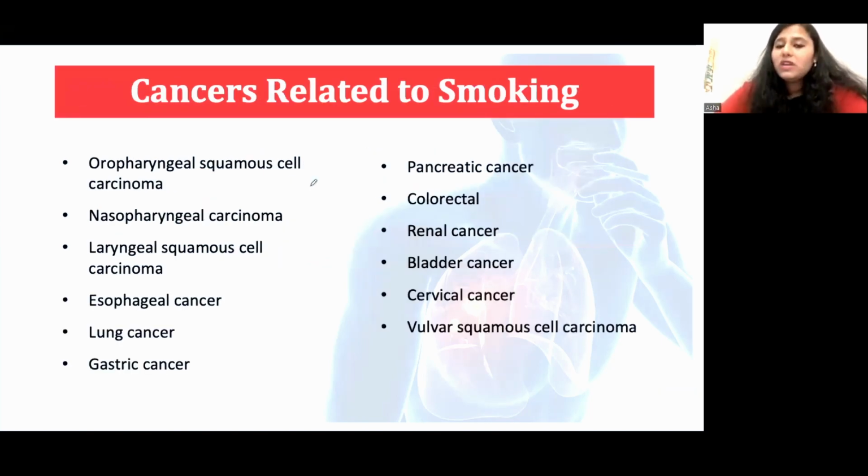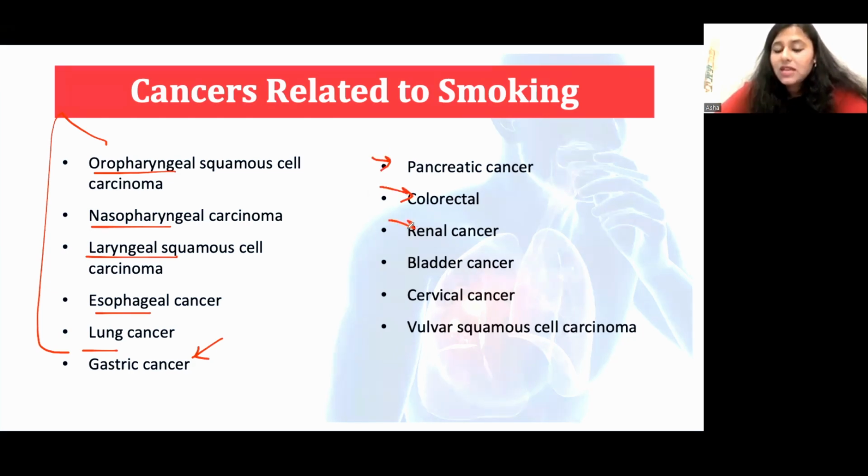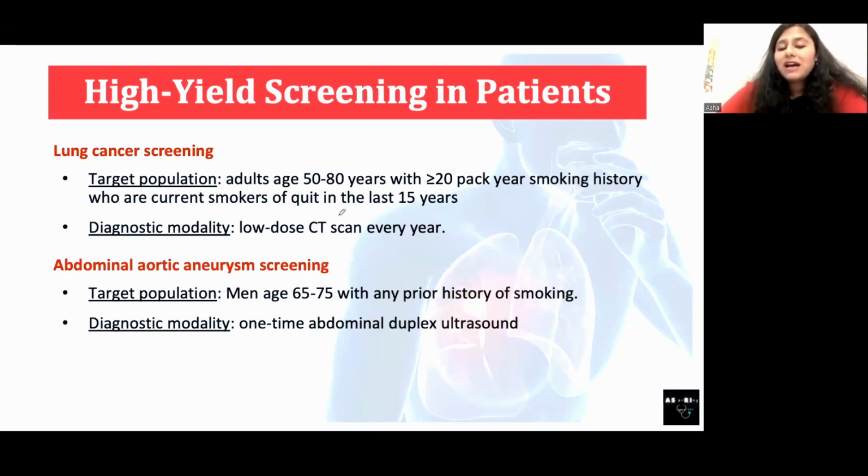Another thing is that we know smoking affects everything, not just the lungs. Yes, oropharyngeal, nasopharyngeal, and laryngeal squamous cell carcinoma can happen, as well as esophageal cancer and lung cancer. These are very common because of the direct exposure to smoke. But the other organs are also victims of smoking. So you have gastric cancer, pancreatic, oral, colorectal, renal, bladder, cervical, and vulvar squamous, and the list doesn't end here. So as healthcare professionals, we must always think about screening.